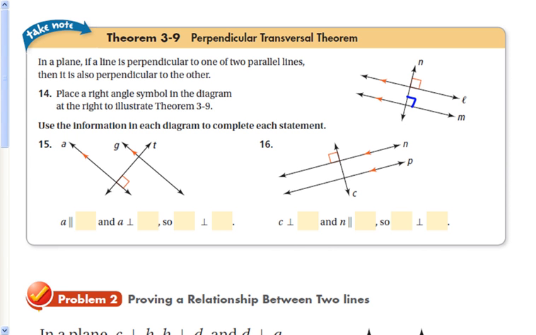If we look at the diagram in number 15 here, A is parallel to G, and A is perpendicular to T, so G, according to this theorem, must be perpendicular to T. And in number 16, if we look at the diagram, we see that C is perpendicular to N, and N is perpendicular to P, or N is parallel to P. So that means that C must be perpendicular to P.